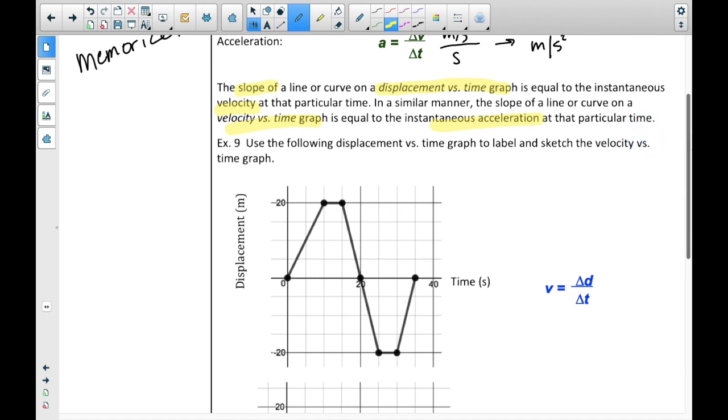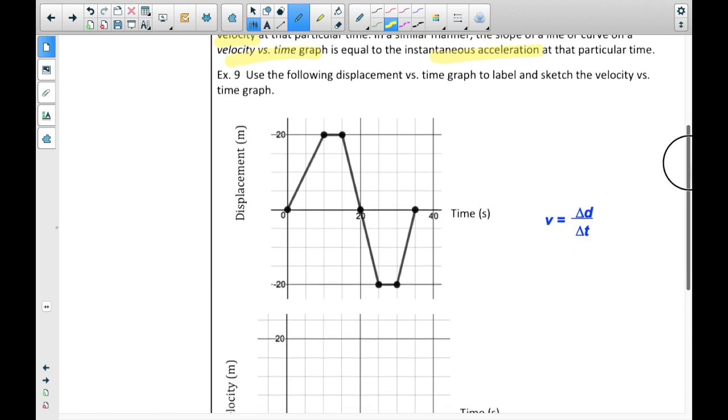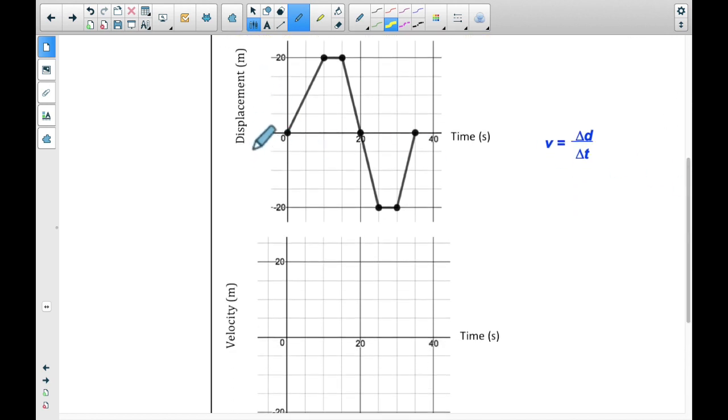So for this example, what I want to do is go through how to change a displacement time graph into a velocity time graph. And to do this, I'm going to break up this graph into a couple different parts. I'm just going to say this is part 1, this is part 2. I'm going to call this whole thing part 3, and then this will be part 4, and this will be part 5. I could have called it A, B, C, D, whatever, but I'm just calling it this.